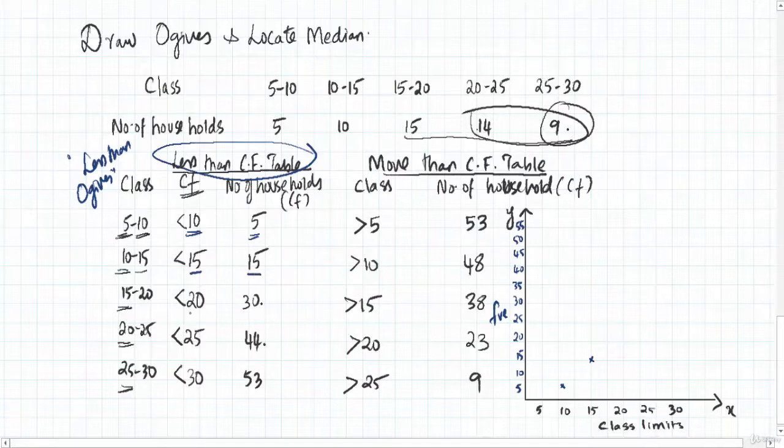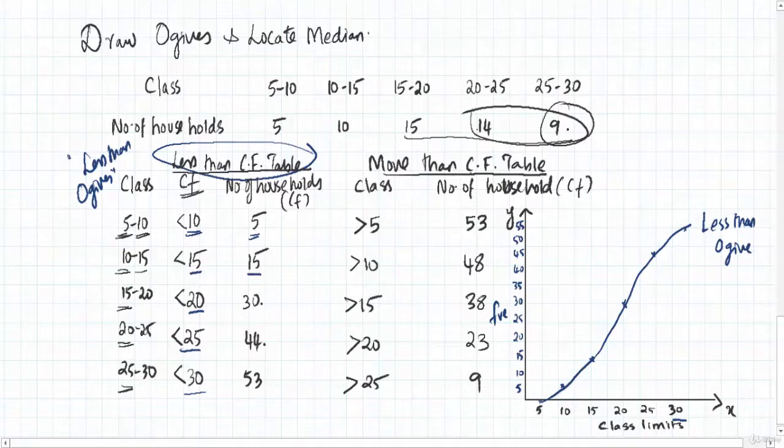When my class is 20, the number of households is 30. When my class is 25, the number of households is 44, and when my class is 30, the number of households is 53. You don't have information on what the frequency is when your class is 5, so we say at 5 it is going to be 0. And we should plot this now. If you plot this, the diagram will look like this, and this is your less than ogive.